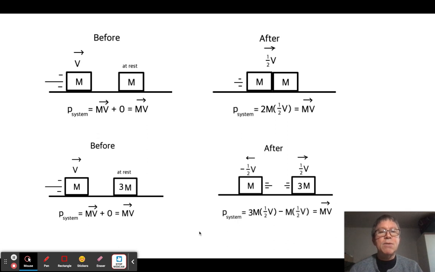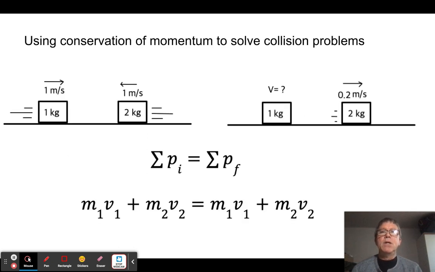So if I look here, what I find is I have a 3m object traveling at 1/2 v in the positive direction, so that's 1.5 in the positive direction. And I have an object of m traveling at 1/2 v in the negative direction. So I have 1.5 plus negative 0.5. I still have that same momentum that I started with. That's the idea here. Okay.